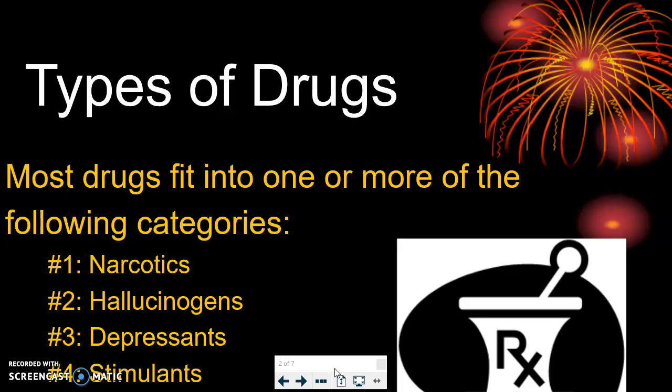And we're going to talk about kind of what characteristics each one of the categories has, and then some examples of types of drugs that are in it. By no means will our list be exhaustive, but at least it'll give you some idea of what the categories are and why they're like that.